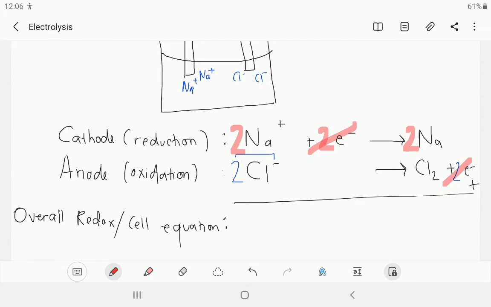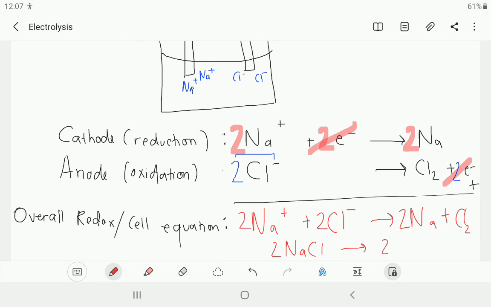As a result, we have 2Na+ and 2Cl- on the left hand side, and on the right hand side we have 2Na plus Cl2. And remember, this is coming from a molten or aqueous substance, so at first they are one compound. So you may also write it as 2NaCl becomes 2Na plus Cl2.